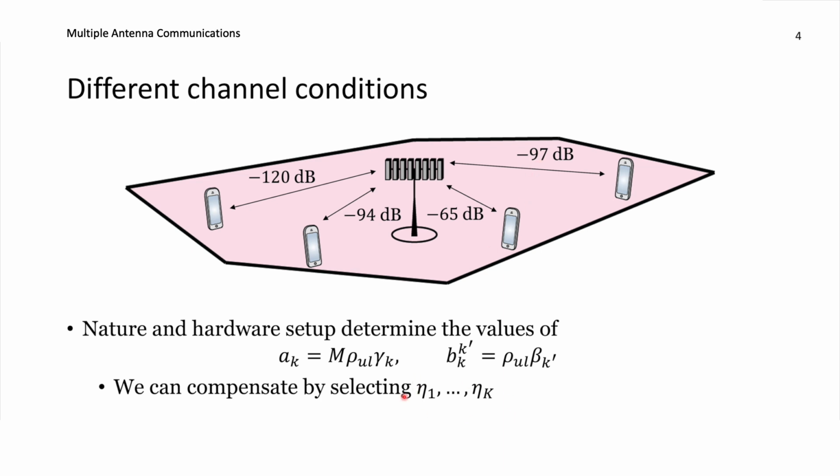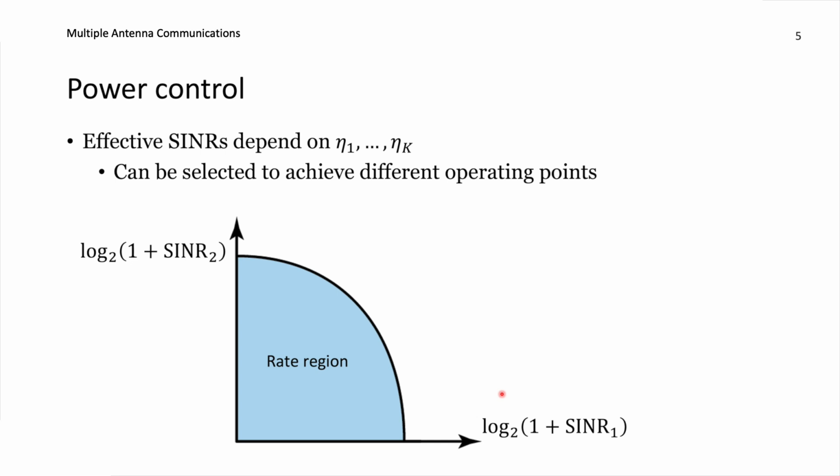So earlier in the course I was talking about this rate region, and we were talking about two different users, say user 1 and user 2. And we can, for user 1, get log2(1 + SINR_1), and for user 2 we get log2(1 + SINR_2). And then there is a region here of different points where the users can get different values at the same time for the two different rates of the users.